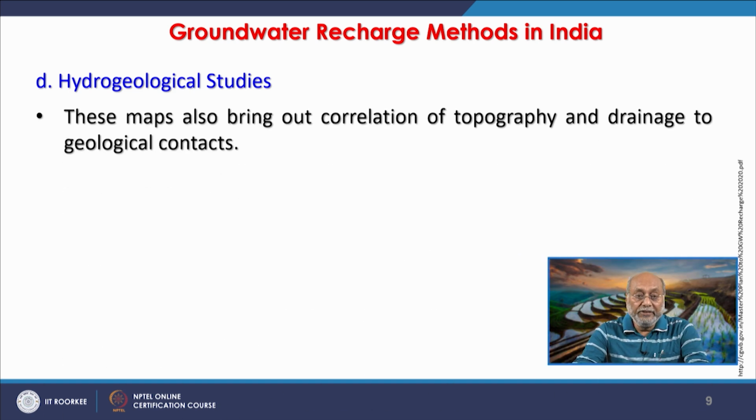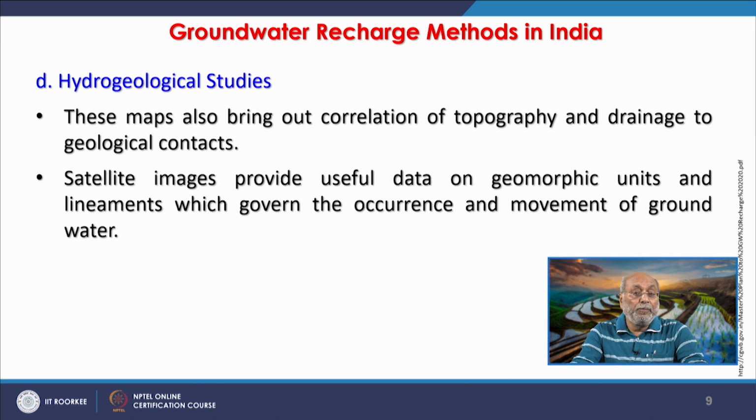Further, in hydrogeological studies, maps are prepared which will bring the correlation of topography and drainage to the geological context, because slopes will also play a very important role, and whatever the drainage systems are. For this we can also employ satellite images, which are very useful to identify different geomorphic units and lineaments, linear features which will govern the occurrence and movement of our groundwater, so that much information can be extracted.